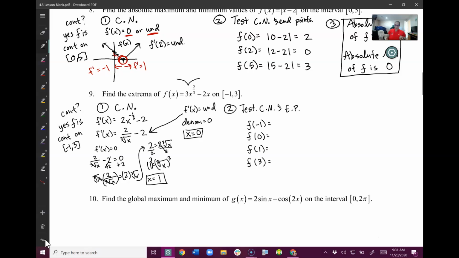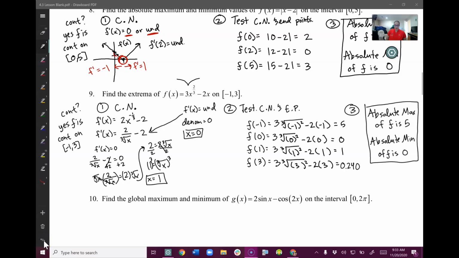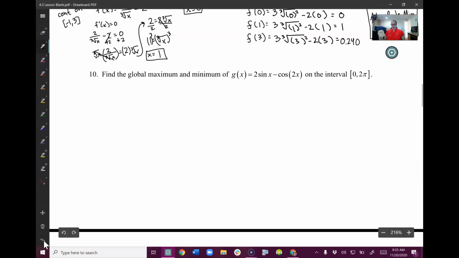So I'm going to pause the video. I want you guys to try plugging all of these in. Remember that we're plugging it into f, not f prime, and it might be a little helpful to rewrite it like that. So we change our 2/3 back into a root. So rewrite it like that, solve all of these, and then let's see if we can find out where our absolute max and min are. Welcome back. Those are the answers you should have gotten, and so our absolute max is 5 and our absolute min is 0.